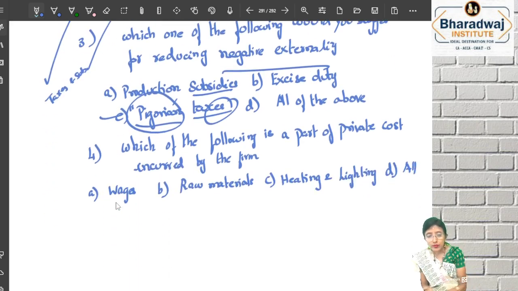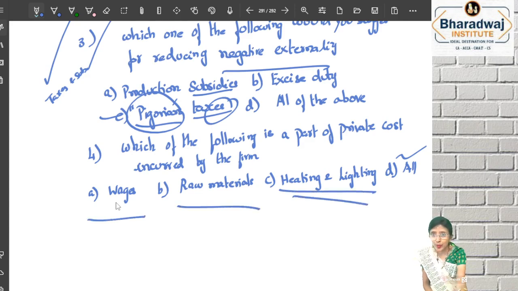Fourth one: which of the following is a part of the private cost incurred by the firm? Yes, B. Wages. Heating and lighting. All of the above. See, private cost is actual business expenditure. Anything they spend on raw materials, factor payments, or the production process. All these actual business expenditures are private cost.